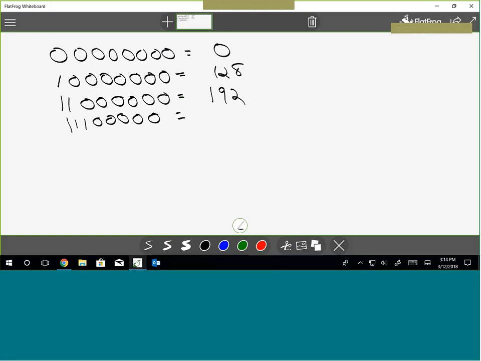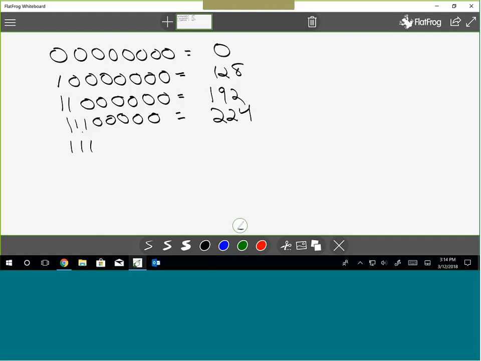What would it be? Let's say I needed to convert this to binary. What would I do? Well, add 32 to 192. Yep, so you take 128 plus 64 plus 32, because those are 2 to the 7th, 2 to the 6th, and 2 to the 5th. So it's 224.